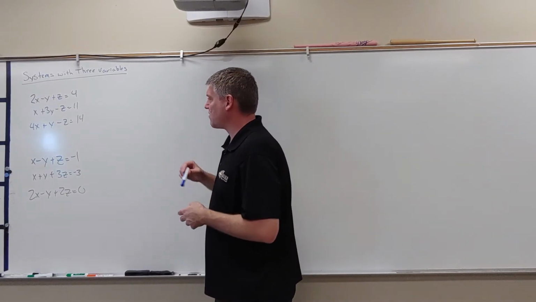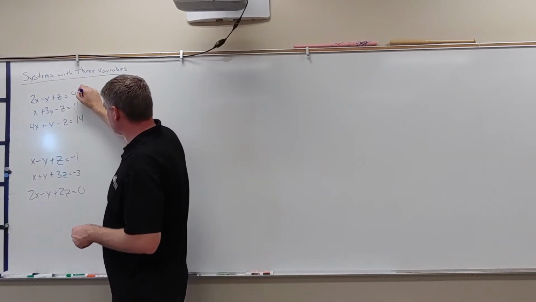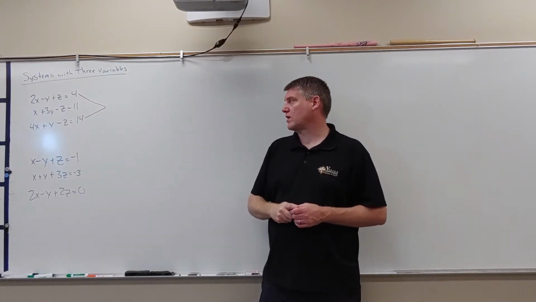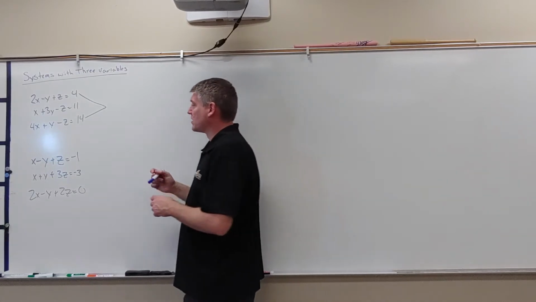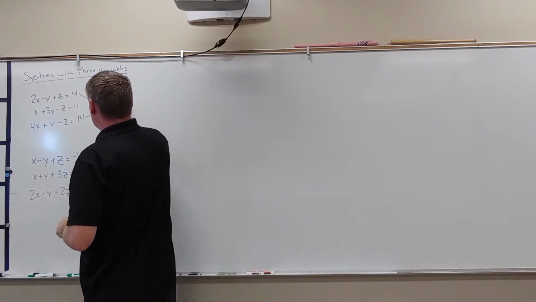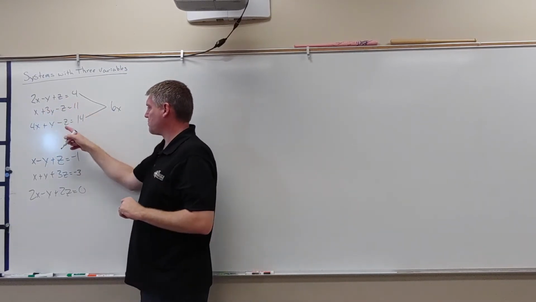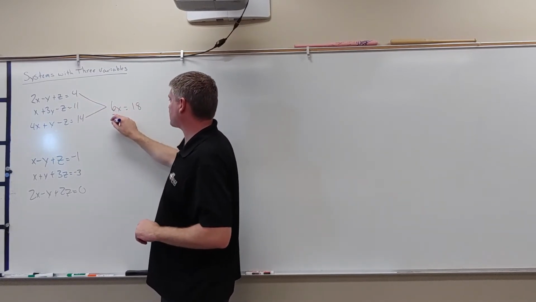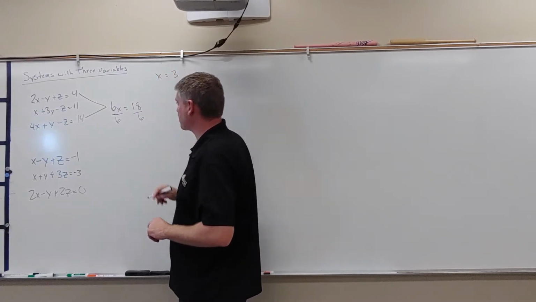Okay? And I notice that my first equation here has a negative y and a positive y. So I'm actually going to combine these two equations right here into one and eliminate my y's and z's. If I add this together, 2x plus 4x gives me 6x. Negative y plus y is 0. Z minus z is 0. 4 plus 14 is 18. And so now I have 6x equals 18. I can solve this. That gives me x equals 3.